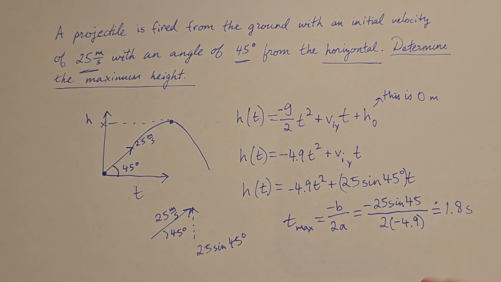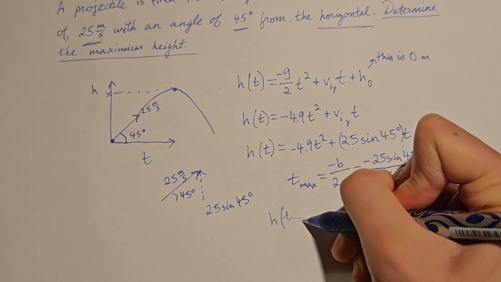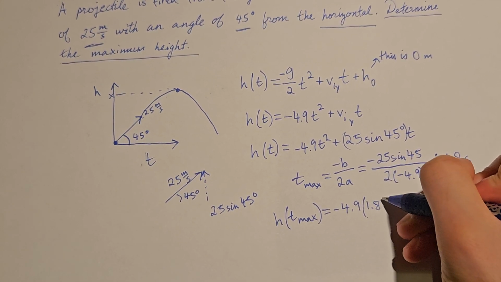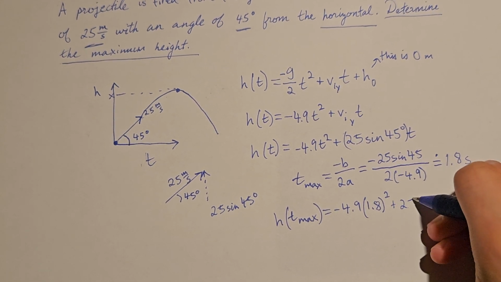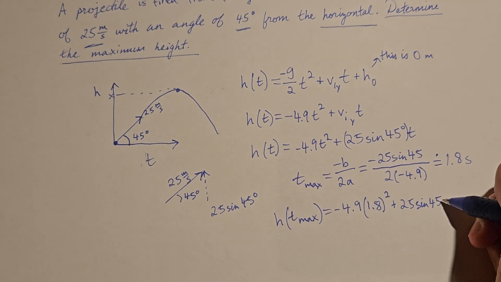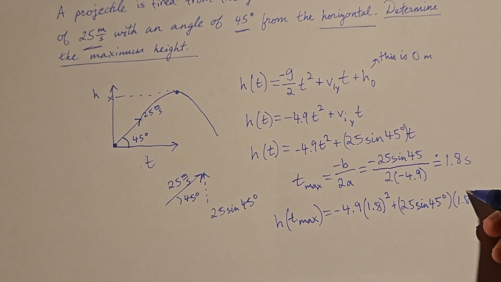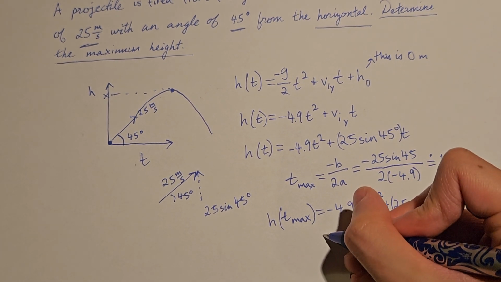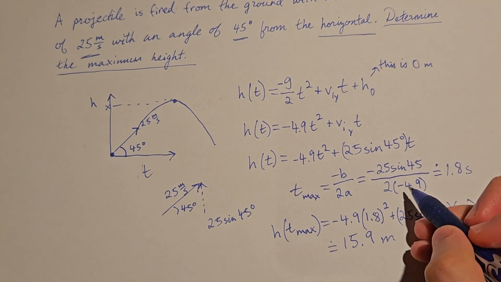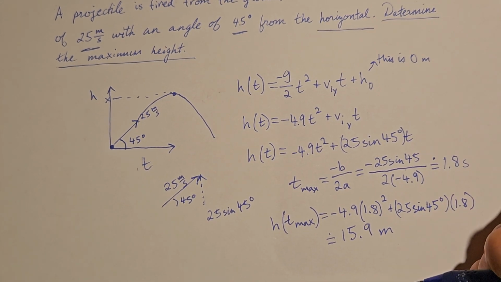Now I can plug t max into h of t. So h at t max is equal to minus 4.9 times 1.8 squared plus 25 sine 45 degrees multiplied by 1.8. For simplicity, sine 45 can be plugged in as root 2 over 2. That is approximately equal to 15.9 meters. I did plug in the exact value of t max into the calculator rather than 1.8. So it's approximately 15.9 meters.